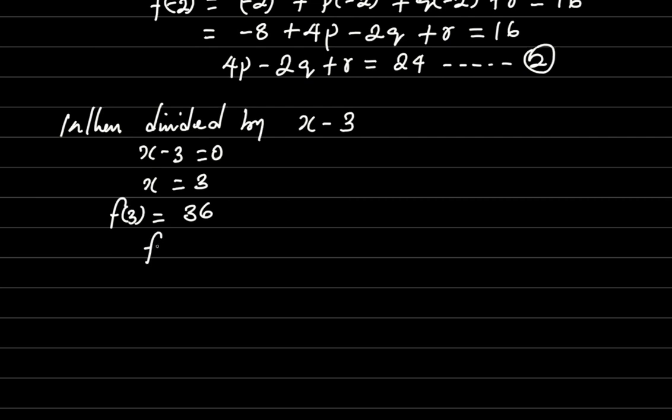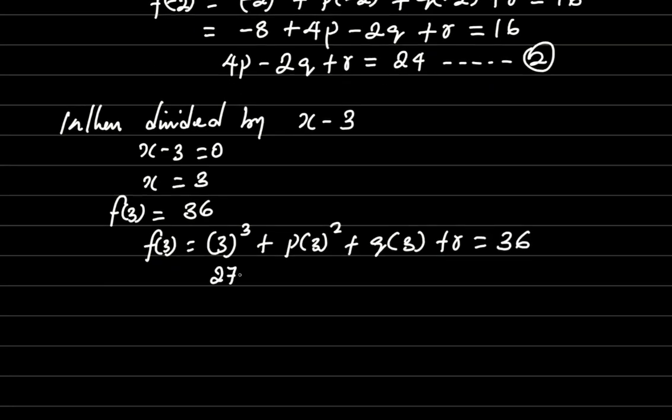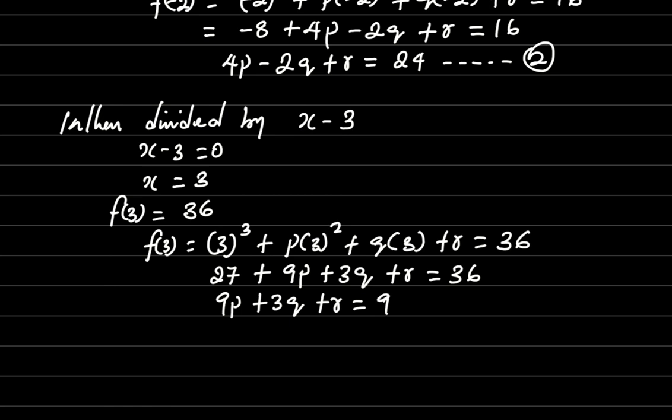Therefore f of 3 will be 3 all cubed plus p into 3 all squared, then plus q into 3, then plus r is equal to 36. Now this is going to be 27, then plus 9p, then plus 3q plus r is equal to 36. All right, so I have 9p plus 3q plus r is going to be equal to 36 minus 27, which is 9. And this is going to be my equation 3.